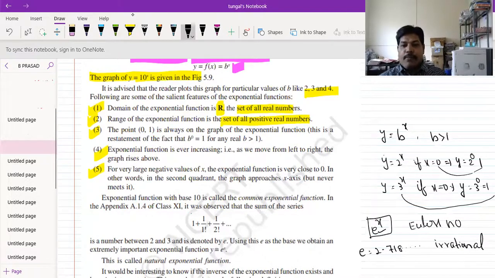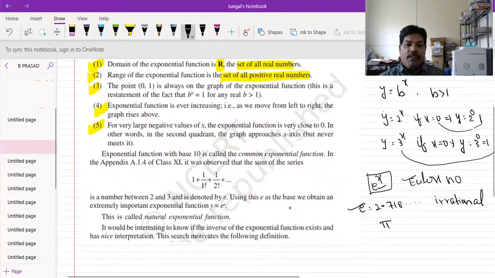It is the same as pi. Pi is also an irrational number. Here e is nothing but 2.718. It is an irrational number and it is called Euler's number. And here these are exponential functions. This e value lies in between 2 and 3 only.